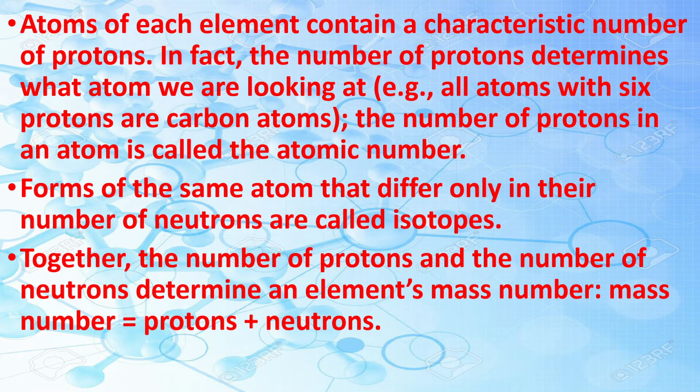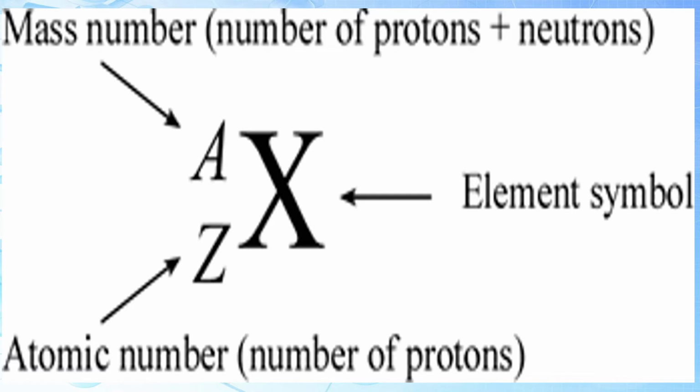Forms of the same atom that differ only in their number of neutrons are called isotopes, and together the number of protons and the number of neutrons determine an element's mass number. So mass number is equal to the number of protons plus the number of neutrons. Just like for our example now, A here is the mass number, the number of protons plus neutrons, and Z is your atomic number of an element.